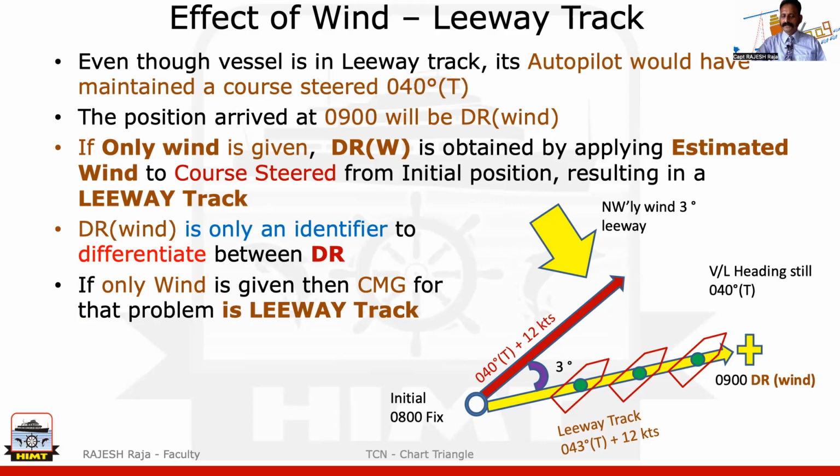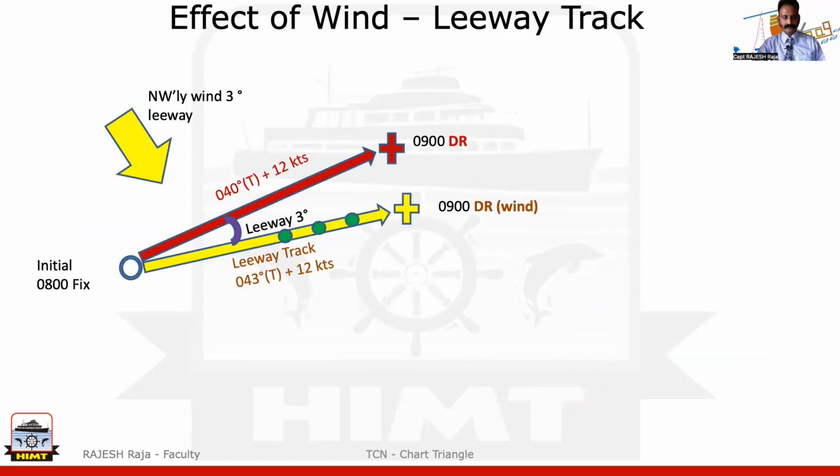You should realize if only wind is given to you in the question, this leeway track can also be called the course made good. But I suggest please don't use that because it is a confusing factor. The next example where I'm going to talk about the current and leeway, so you will start talking about two CMGs. So that is why it's better to leave it as leeway track. Just leave it as leeway track. This example, what I've shown you is just now we have seen it. I'm going to give you one more example.